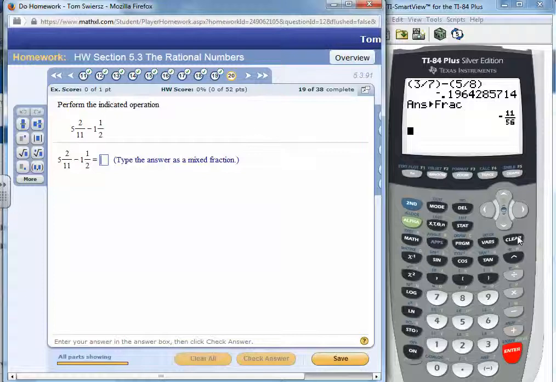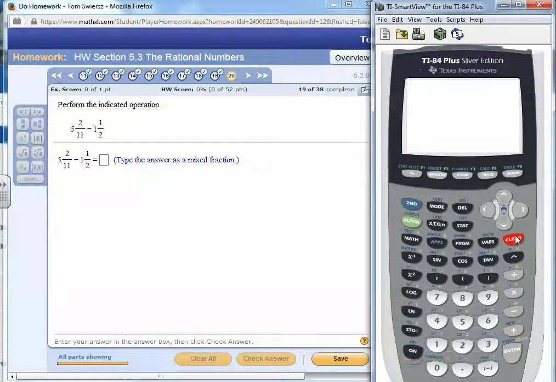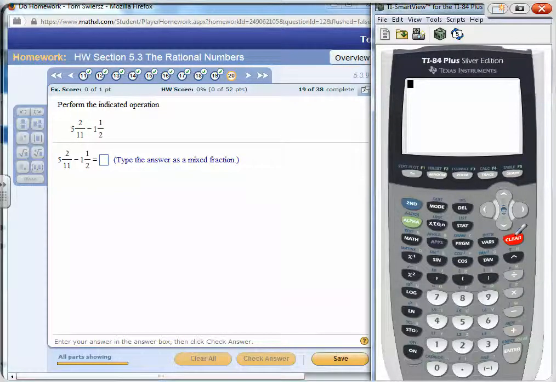Number 20. All right, 5 and 2/11 minus 1 1/2. If we do it pencil and paper, most people do this vertically. They put 5 and 2/11 minus 1 1/2. Now, the common denominator of 11 and 2, nothing common, is 22. So we're going to multiply this by 2 over 2, this by 11 over 11.